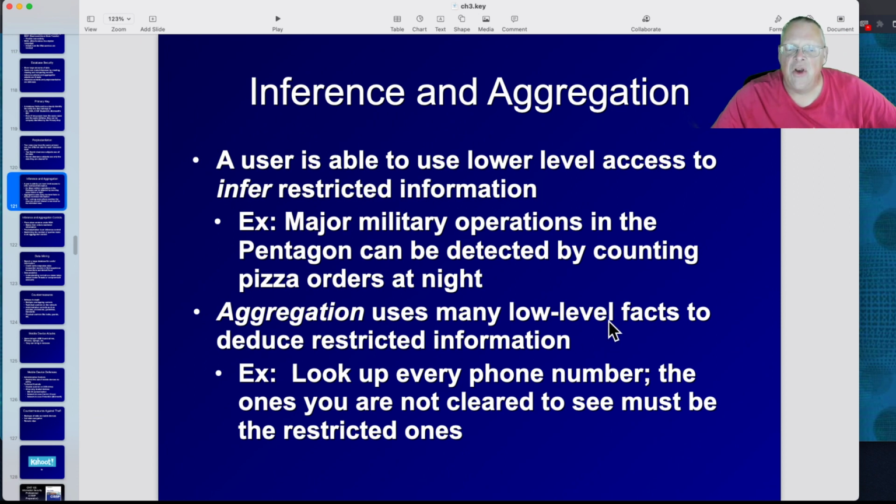Aggregation is another way where you combine many low-level facts. For example, if you have a phone directory, like a Centrex, where the last 4 digits are all it varies, and you know some of those phones are classified, you could just take all the phones that are unclassified and see which ones are missing from the list and deduce that those are probably the classified ones. That's the sort of thing.